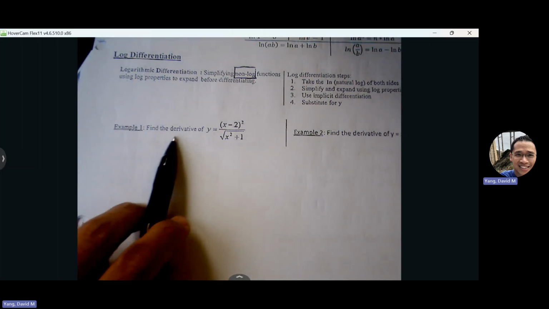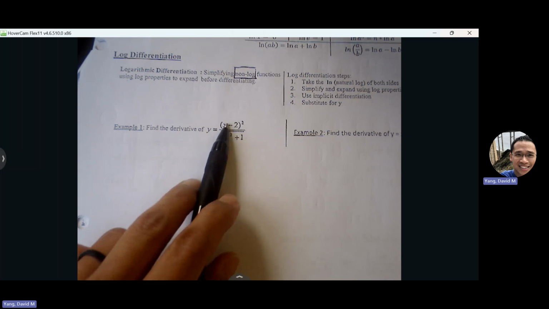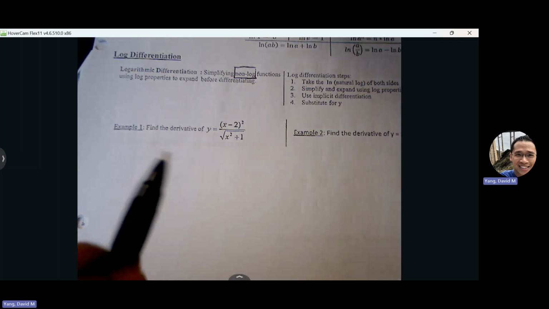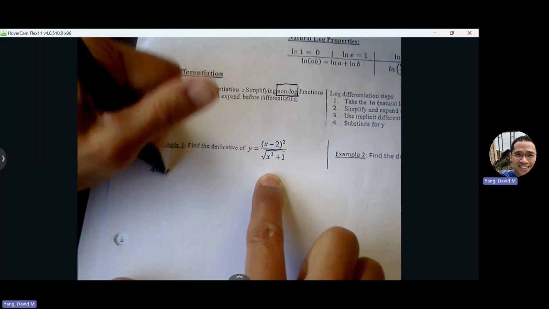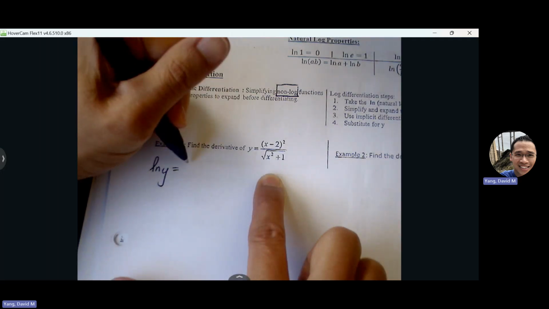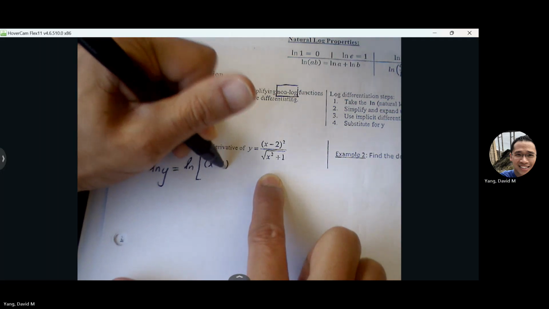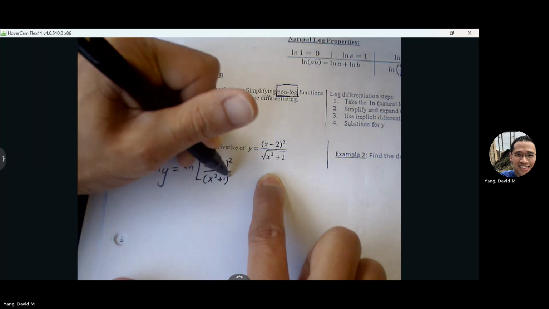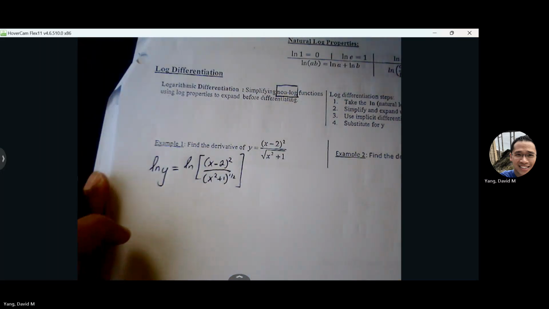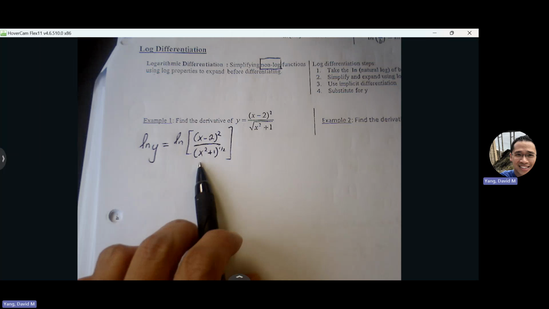So example 1, if you want to find the derivative of this function, normally you have to go through quotient, and within quotient, you have to go through chain rule for the top and the bottom. Log differentiation is where we start off by introducing logs into the equation. Anything we do to one side, we can do to the other side. And I'm just forcing that denominator to be a rational exponent.